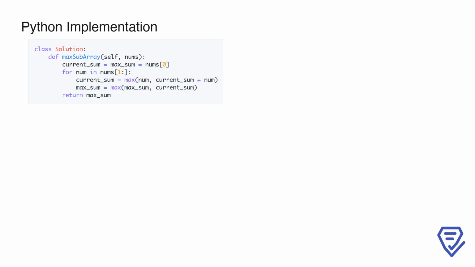For each number, we decide if it's better to start a new subarray at this point, or to include the number in the current sum. Next, we check if the current_sum beats max_sum so far and update it if necessary. In the end, the function returns the max_sum, which holds the largest sum for any contiguous subarray.